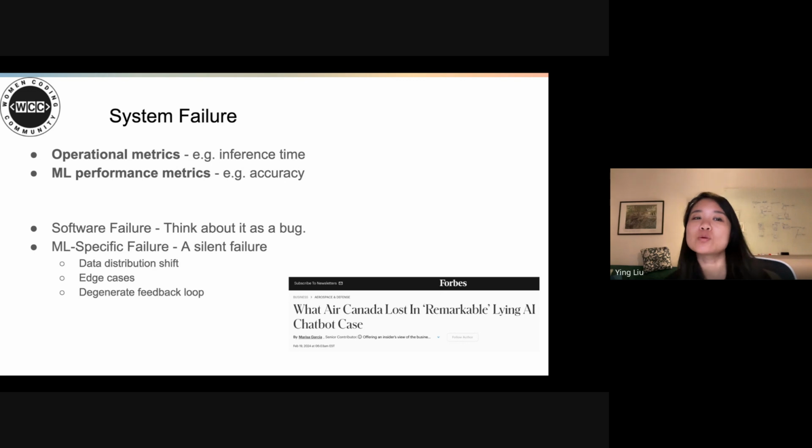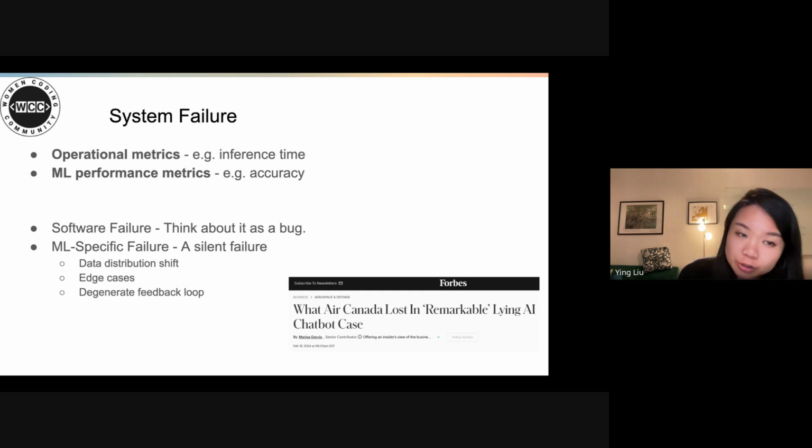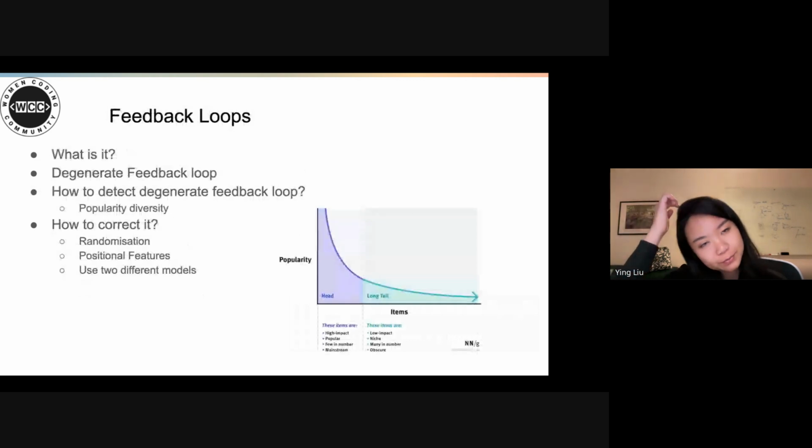So actually, to talk about what type of failure shows up, we can go through 3 parts: data distribution shift, edge cases, and degenerate feedback loop. I'm going to talk about feedback loop first. So what is a feedback loop?